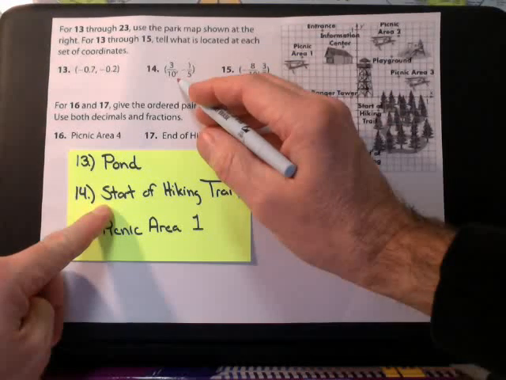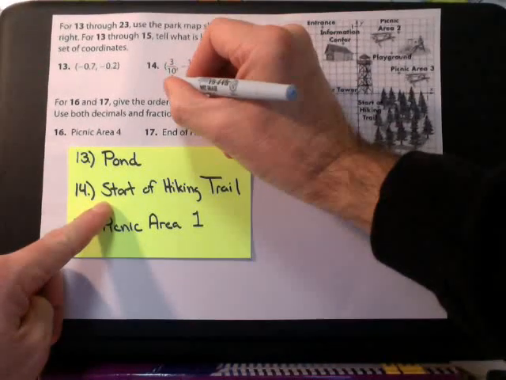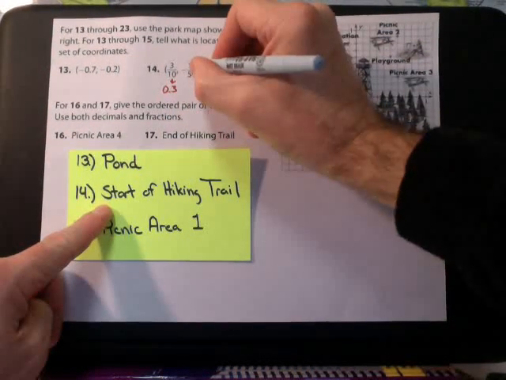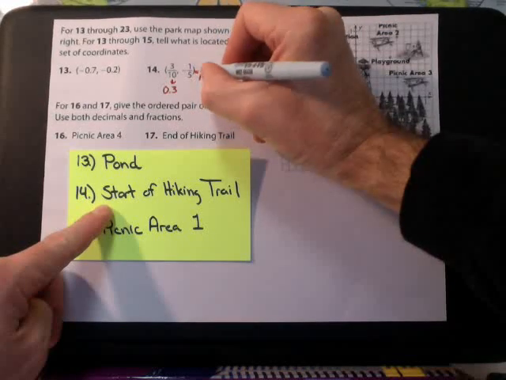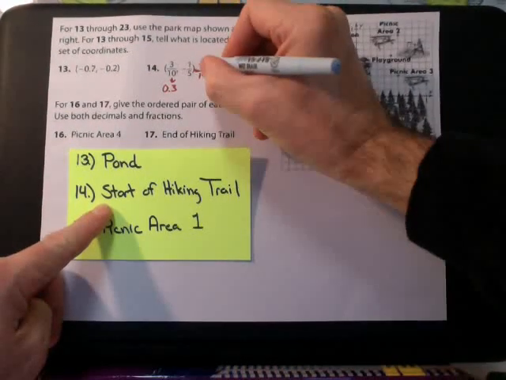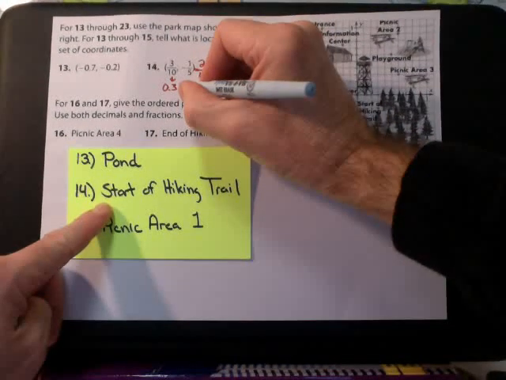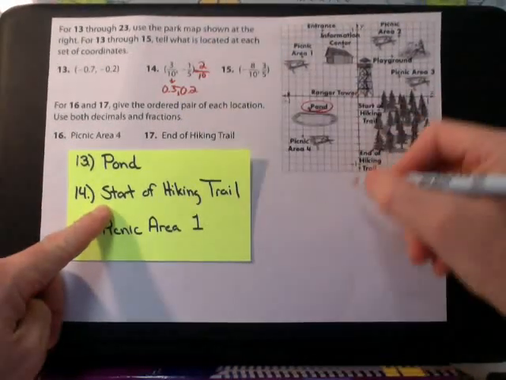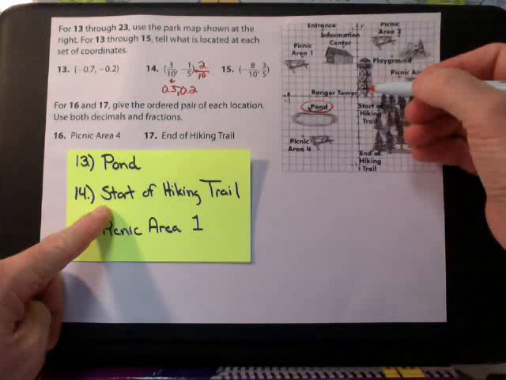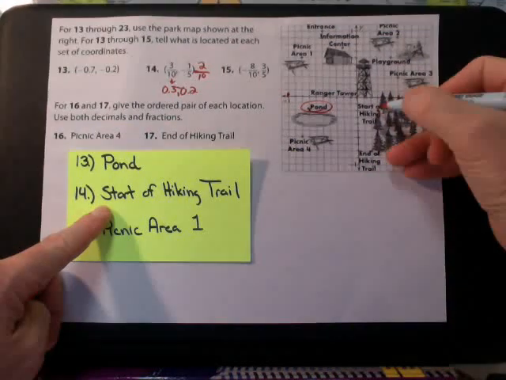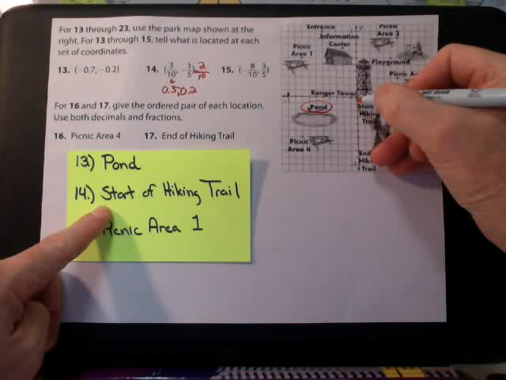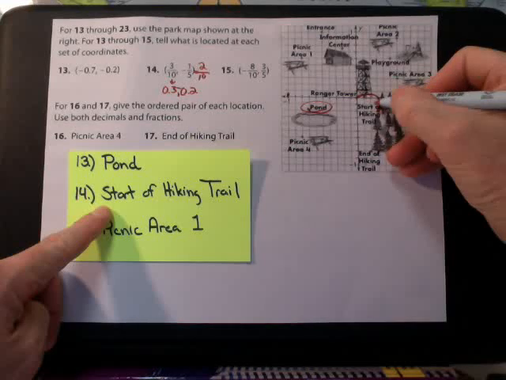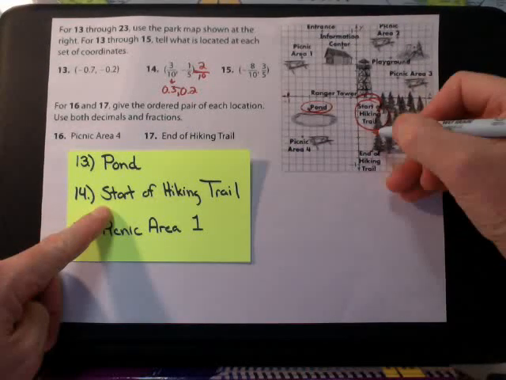Number 14, these coordinates, if you wrote them as a decimal, this would of course be 0 and 3/10. And then this, because you have 1/5, you would convert it into an equivalent fraction. 5 times 2 is 10. 1 times 2 is 2. So this would actually be 2/10. And it's a negative. So negative 2/10. And so 14 is the start of the hiking trail, which is right here. So you come over a positive 3/10 and down negative 2/10. So you get the start of the hiking trail for number 14.